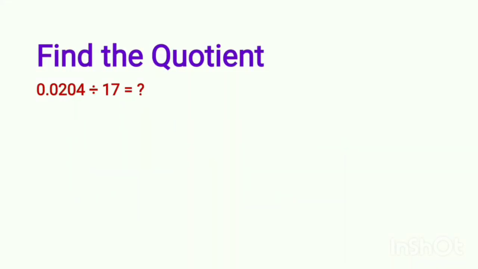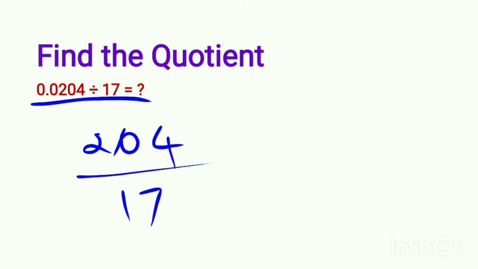Find the quotient. 0.0024 divided by 17. In this case, what we have to do? We have to forget about the decimal point and do the normal division. 204 divided by 17 is nothing but 12. Now the answer is 12.